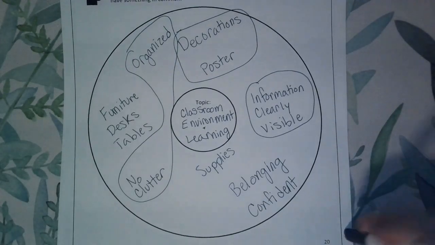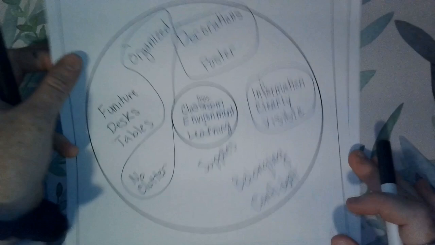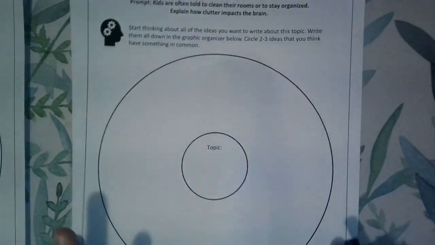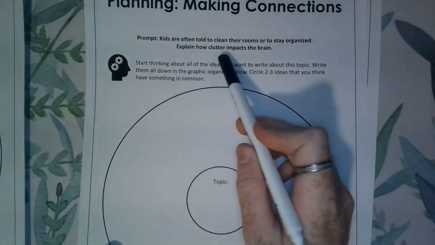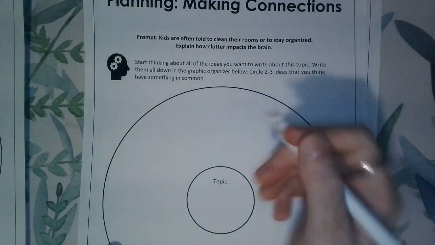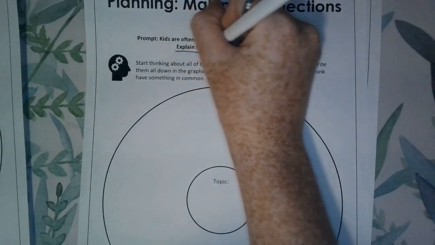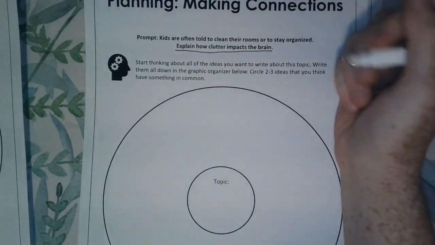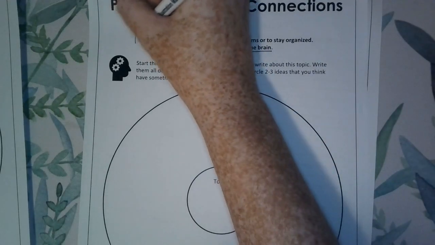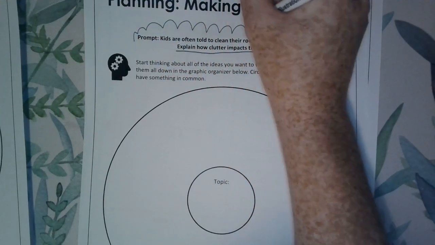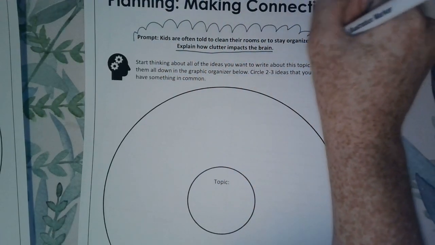So what you're going to do now is take a moment to look at your prompt, which is, kids are often told to clean their rooms or stay organized. Explain how clutter impacts the brain. So this right here is going to be your prompt for your essay.